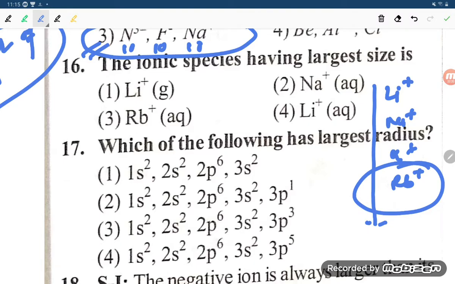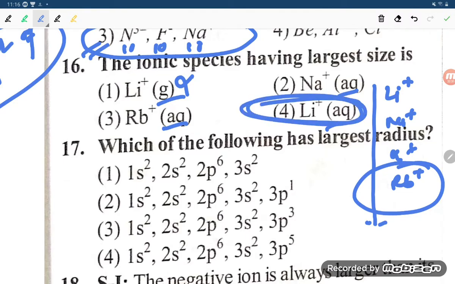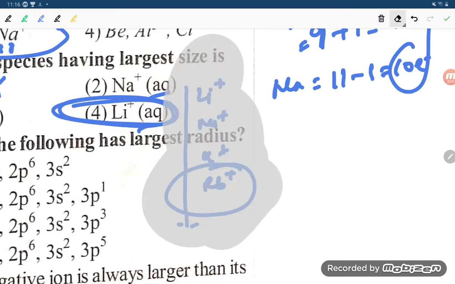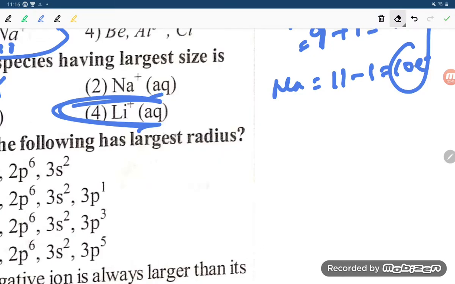Rubidium? No, here the medium is given: gas, aqueous. In the gaseous state, the size is not that much. If you are talking about the aqueous state, the correct option will be option number 4, student. Try to understand how I am explaining here. This is quite a super question, asked many times, student. What is the meaning of this question? It involves multiple concepts.